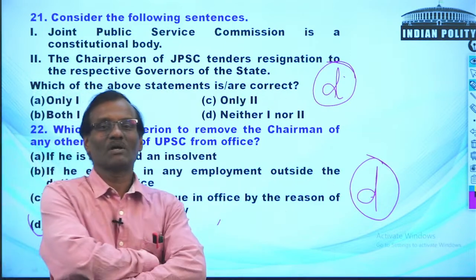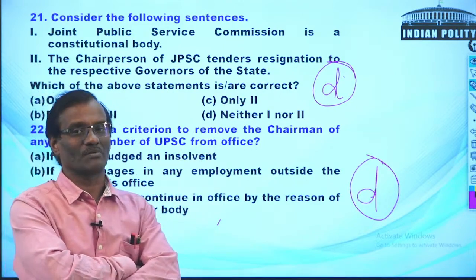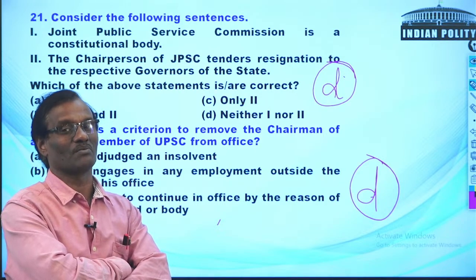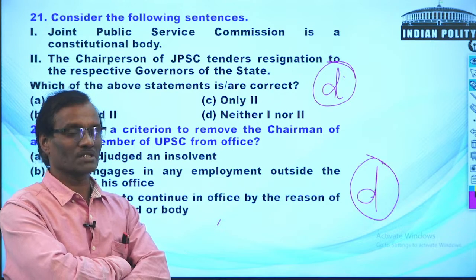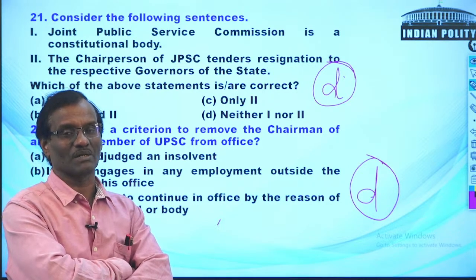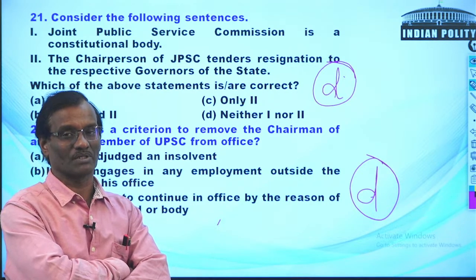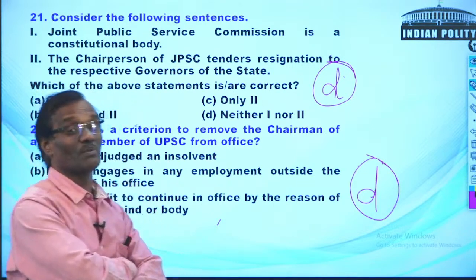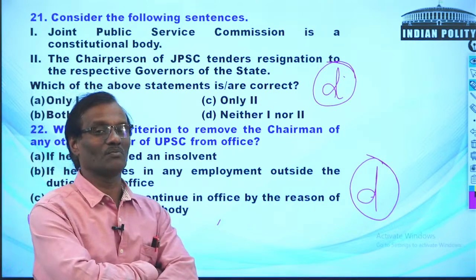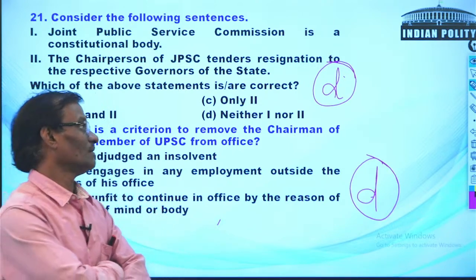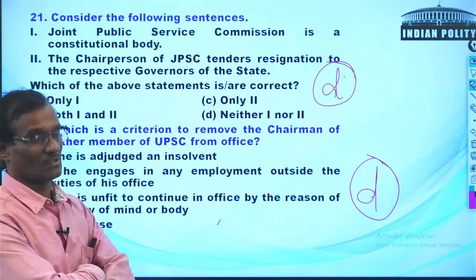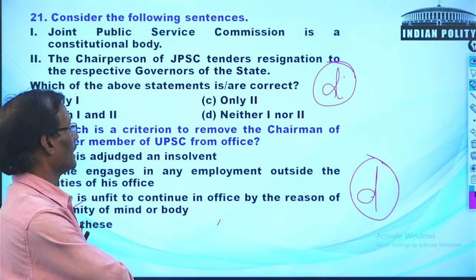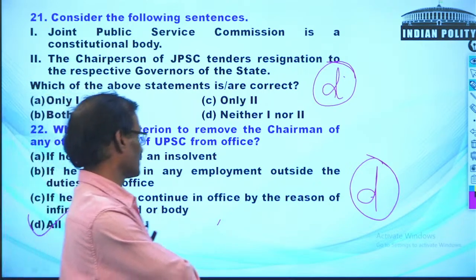So Article 315 does not deal with the Joint Public Service Commission, rather it deals with the Union Public Service Commission and State Public Service Commission. But the Constitution directs the Parliament to establish a Joint Public Service Commission whenever there is a requirement for two or more smaller states. But that will not be a constitutional body. Rather, that will be a statutory body, and it will be governed under the Act also. Okay, so both the statements are wrong, hence the answer is D.